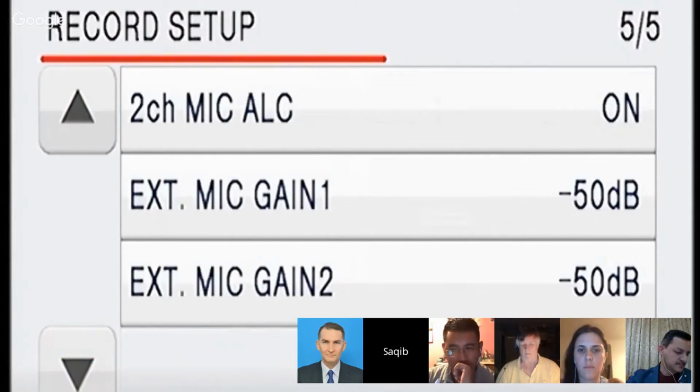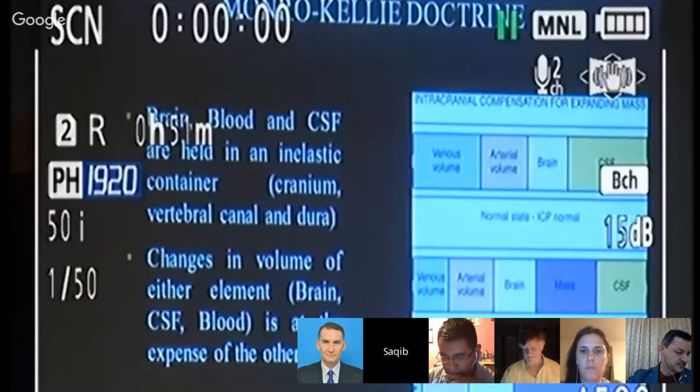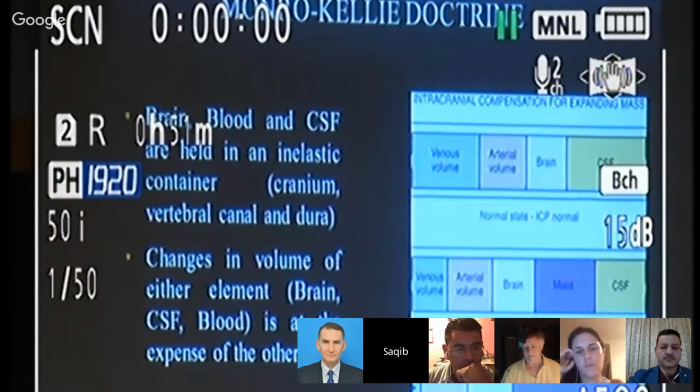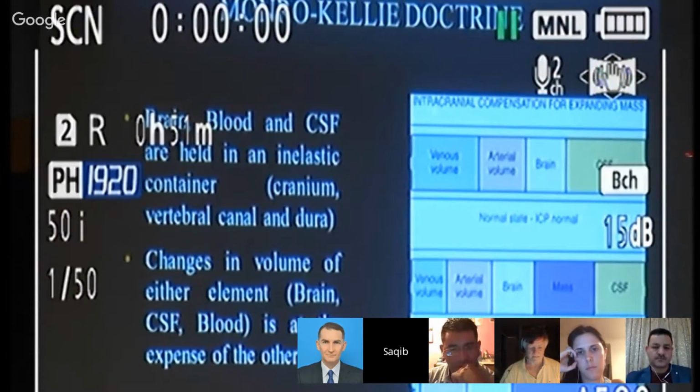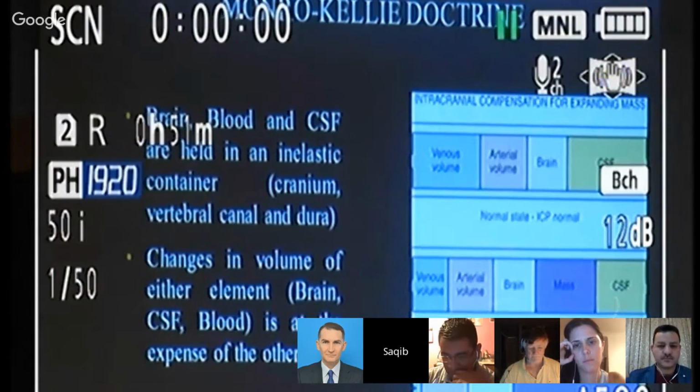Any idea about the normal CSF pressure in adults? Or you can say it is 16 or 18 centimeters of water. To maintain this equilibrium, one or the other component has to go up or come down.